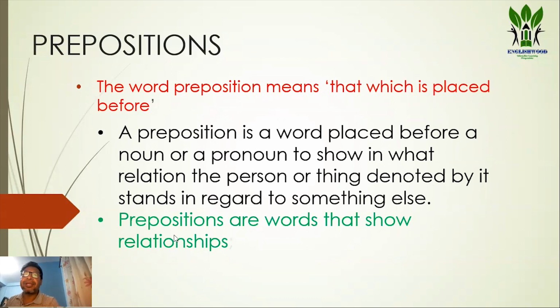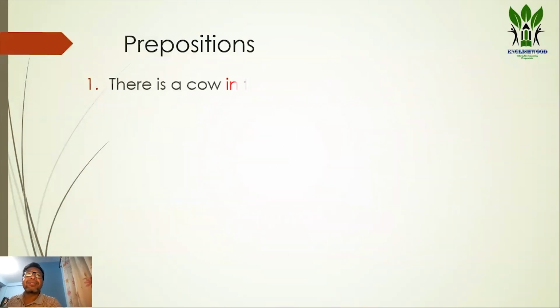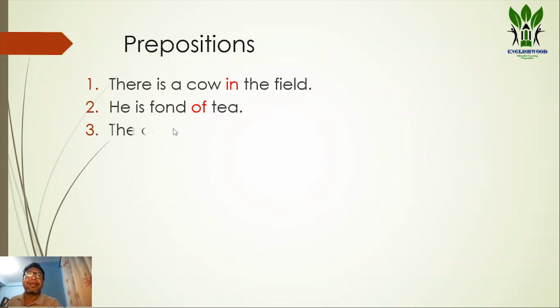Okay, that means prepositions are words that show relationships. Simply, it shows the relationships to the things it refers to. So we'll discuss more in coming slides. Let's observe these sentences. Sentence number one: There is a cow in the field. Remember this sentence. Sentence two: He is fond of tea. Number three: The cat jumped off the chair.